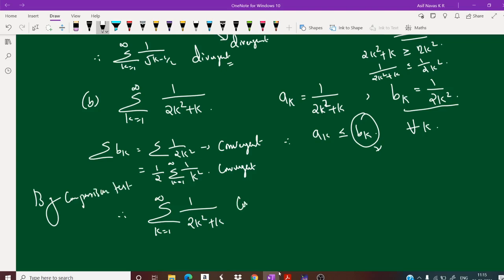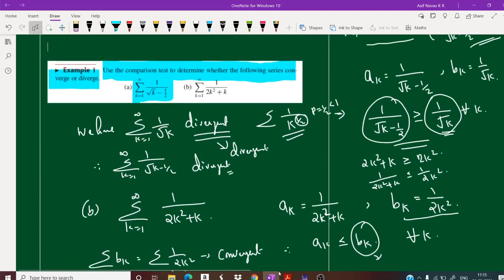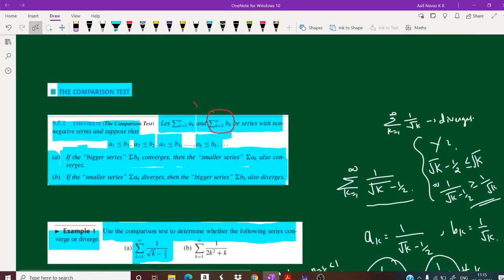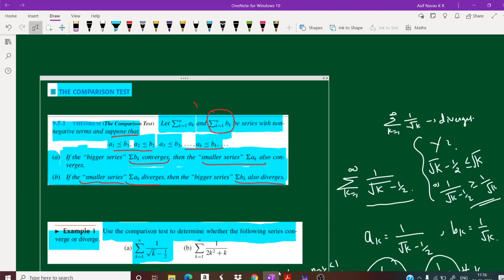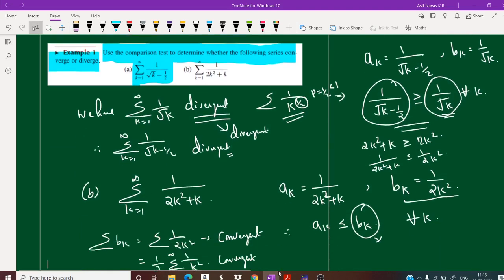Smaller series also converge. So have you got it? So what is a comparison test? The comparison test: take the series sigma k equal to 1 to infinity ak and sigma k equal to 1 to infinity bk, series with non-negative terms, and suppose that if the bigger series converges, then the smaller series converges. If the smaller series diverges, then the bigger series diverges. So this is the first test, the comparison test.